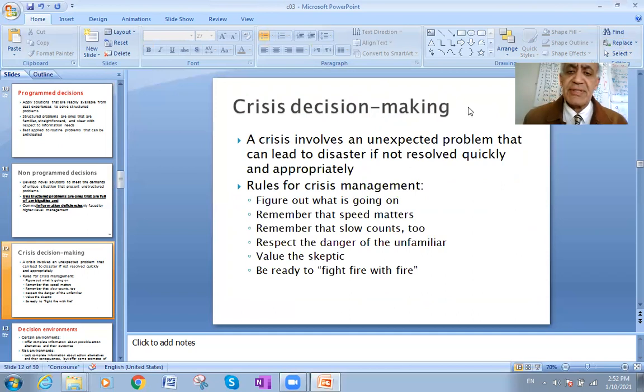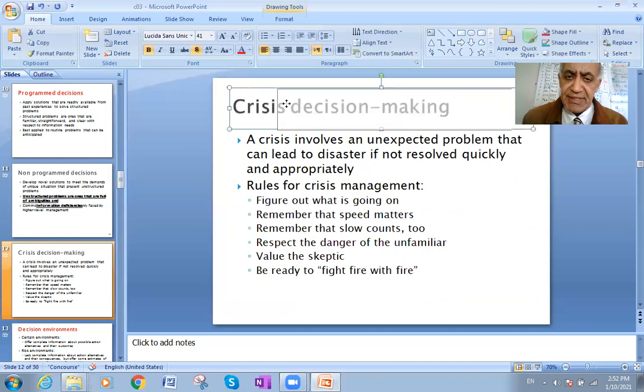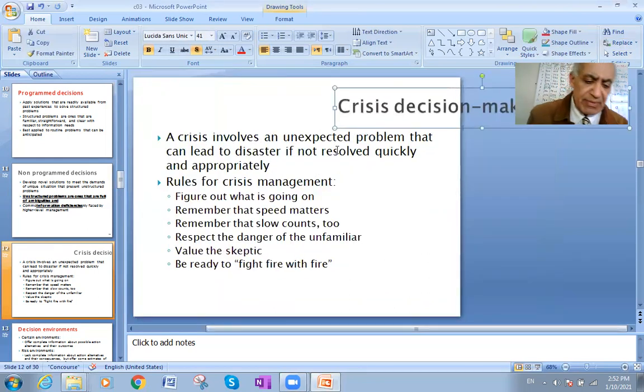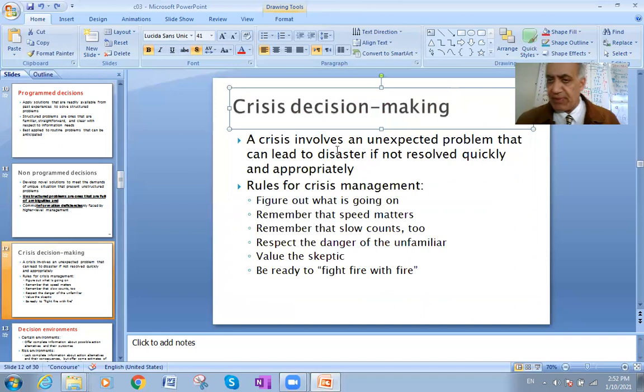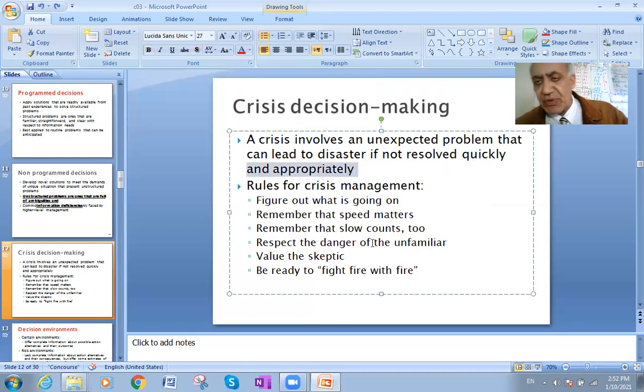So, crisis decision making. A crisis involves an unexpected problem. For example, like COVID-19 now. Nowadays, when we're living with COVID-19, this is crisis decision making. It's a big problem, a disaster for all the people all over the world. Volcanoes, earthquakes, anything that comes unexpectedly. A crisis involves an unexpected problem that can lead to disaster if not resolved quickly and appropriately.